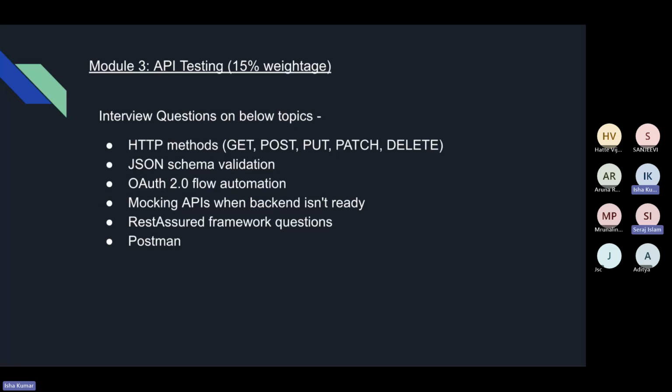In general, we can do the same thing using JMeter, right? Yeah. So then why are we going to REST Assured?